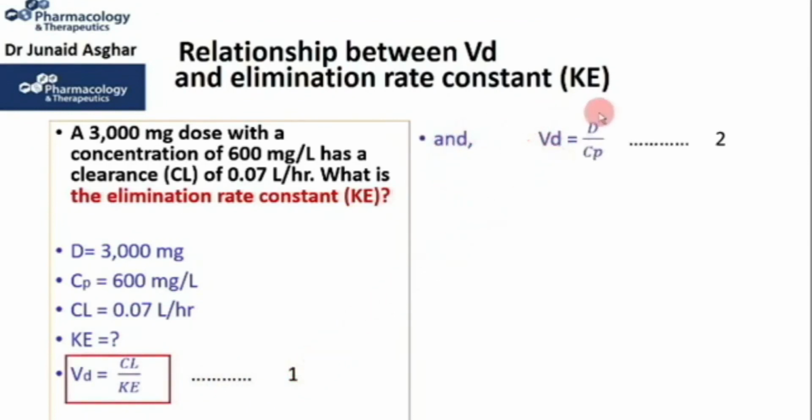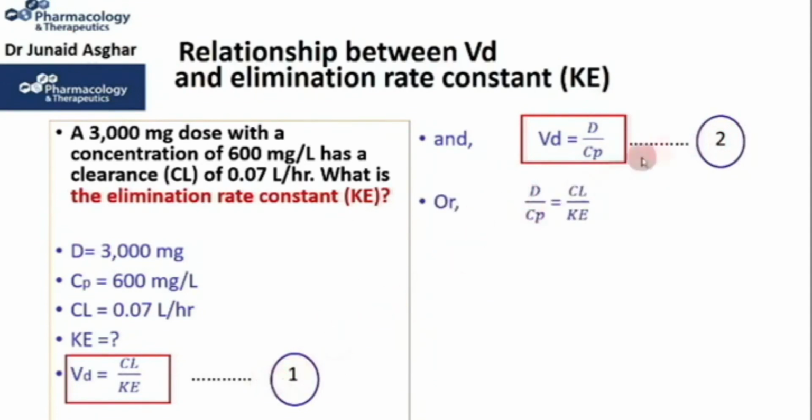And we have just done some calculations on the basis of this formula. We call it equation 2. Vd is equal to D over Cp. I'm sure you're quite familiar with that. So this is our equation 1. This is our equation 2.